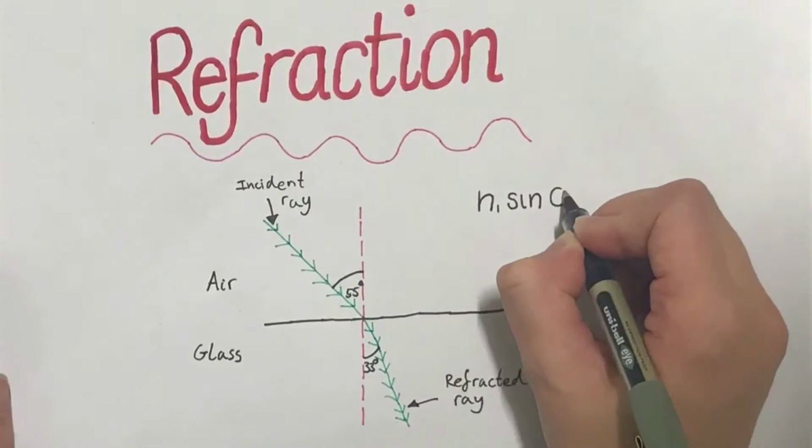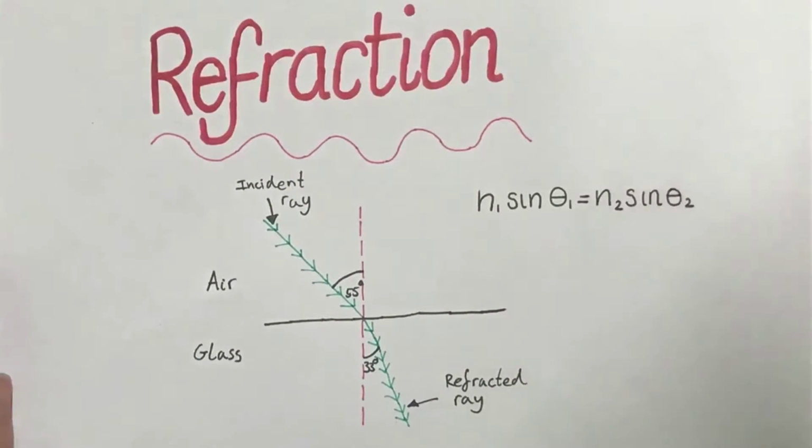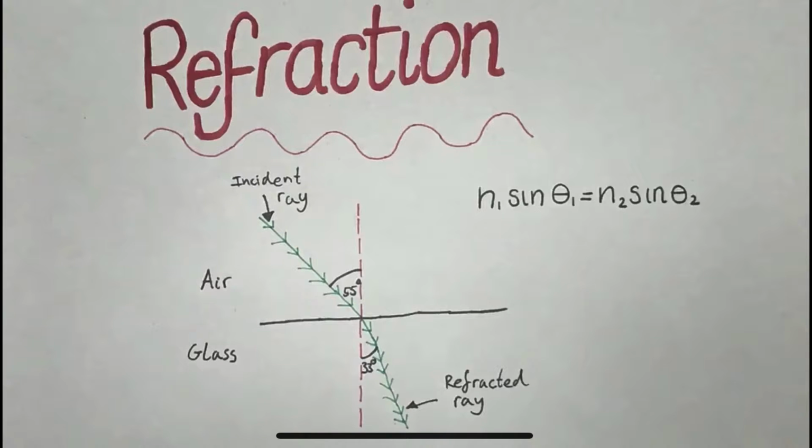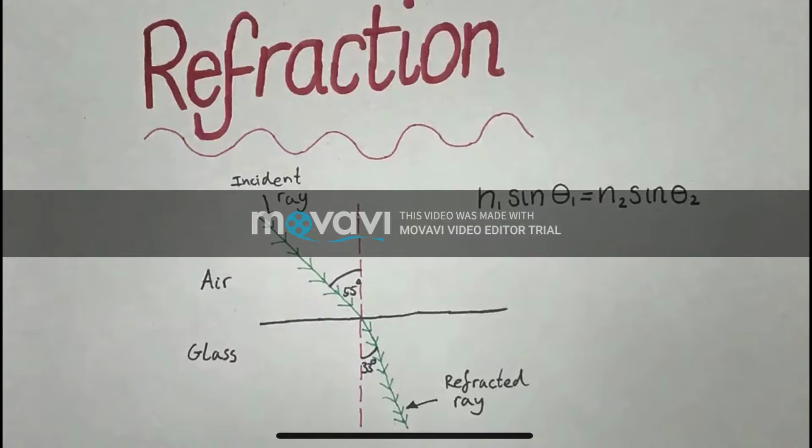Snell's law states that n1 sin θ1 is equal to n2 sin θ2. Therefore, you can calculate the angles or refractive indexes if you know 3 of the other values.